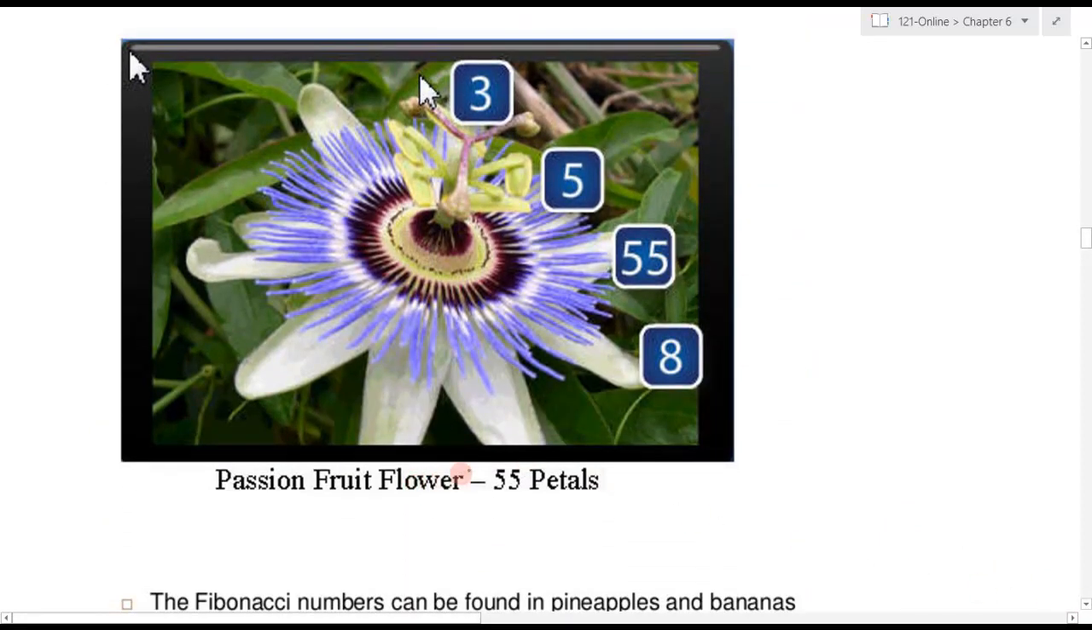Here's a passion fruit flower. You can see these different arrays of flowers on it. Here there's 8 white ones, there's 55 blue ones, there's 5 of these little green ones, and 3 of these smaller ones up here, and all of those are Fibonacci numbers.